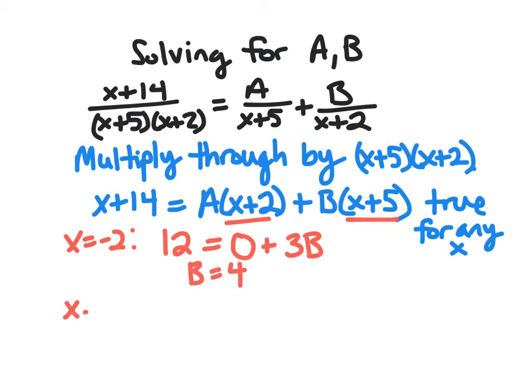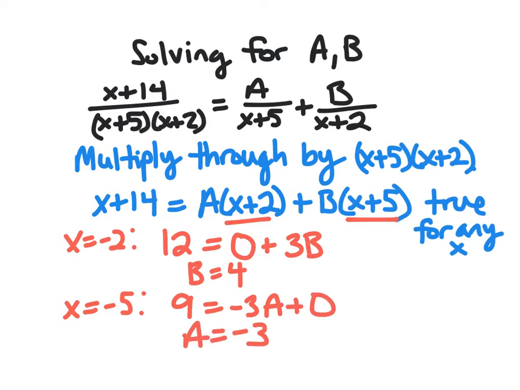And similarly, if we want to figure out what a is, it's negative 5 that makes x plus 5 0. And so we get 9 is equal to a times negative 3. And again, this term goes to 0. So a is negative 3. And if you look back at our previous work, that in fact was the integral that we did. We had negative 3 over x plus 5 plus 4 over x plus 2.